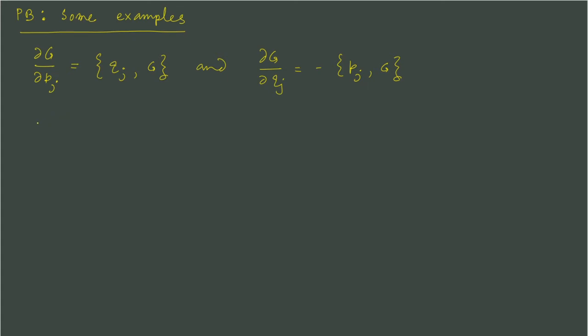Now, remember our Hamilton's equations of motion. So we have the first equation, qj dot equal to del h del pj. Now, since this above relation holds for any g, it should hold for the Hamiltonian as well. So in that case, we should be able to simply write this, and similarly for pj dot we have this.